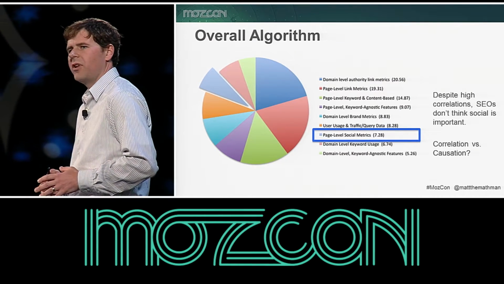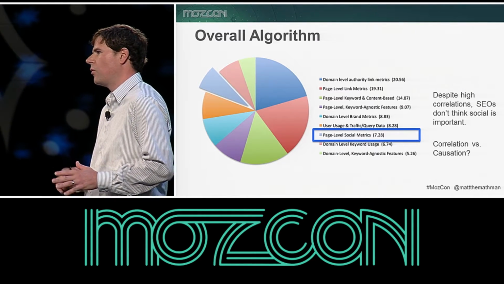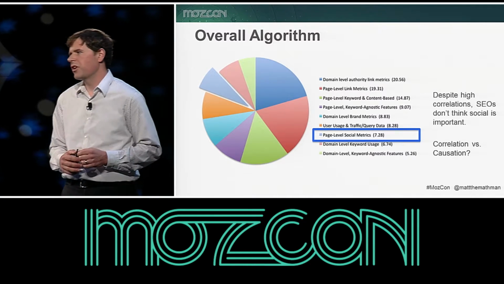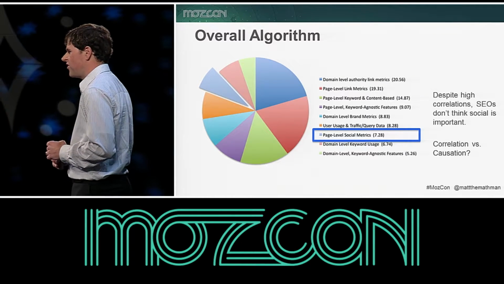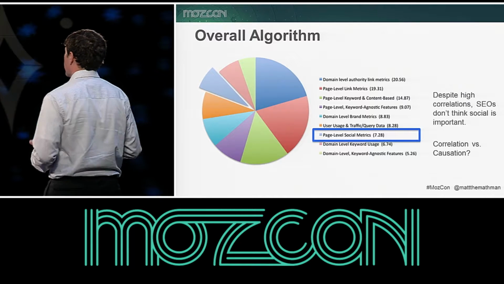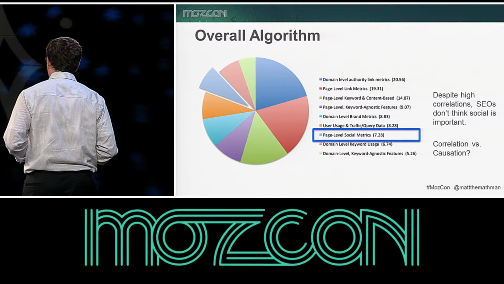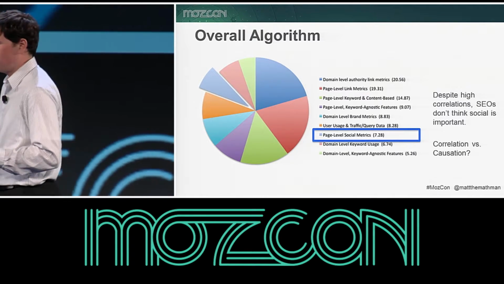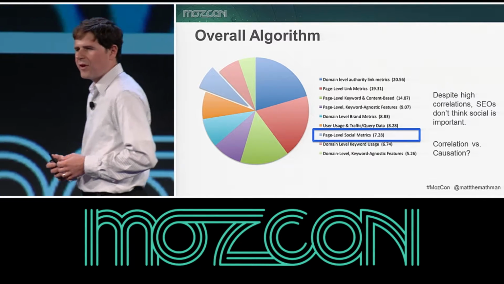One really interesting place where the survey and the correlations differed is social. SEOs don't think social is very important. It's down here at only 7% of the algorithm. It's the second from the bottom of all of these different categories, whereas we found some of our highest correlations with social value. So is this a causation thing? I'll leave that open.